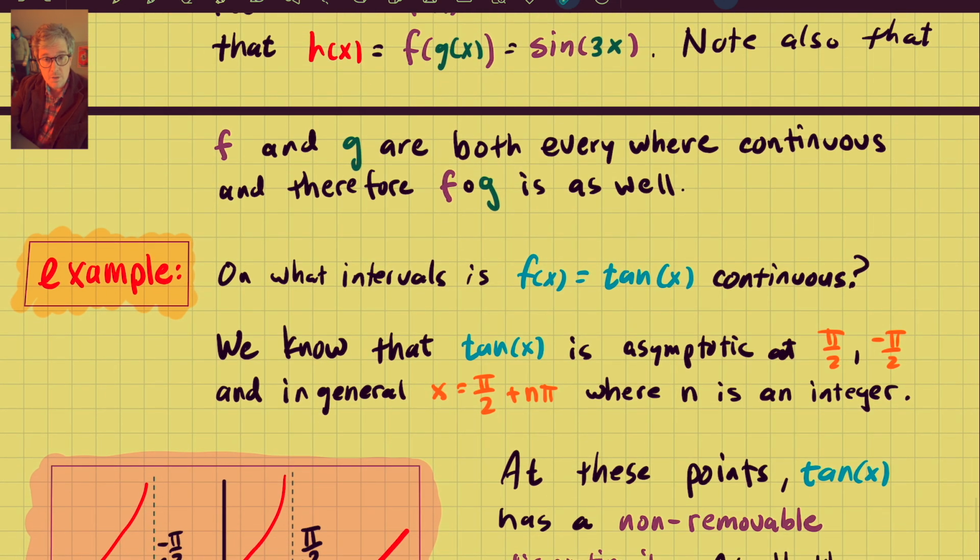Here's another way to think about continuity, another example. On what intervals is f of x equal to tangent of x continuous? And so this isn't a question about its domain. It's a question of on what intervals of the real number line. We know from our trig and algebra classes that tangent of x is asymptotic at pi over 2 and negative pi over 2. And in general, it's going to be asymptotic at pi over 2 plus any multiple of pi.